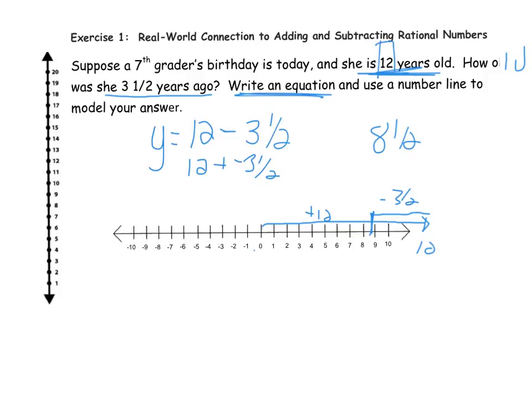We could also show this on a vertical number line. We haven't been talking a lot about that, but in many cases, especially when we're dealing with sea level, above sea level or below sea level, it helps to do this vertically. So we were at 12 and we went down 1, 2, 3.5. So we're still at 8.5.